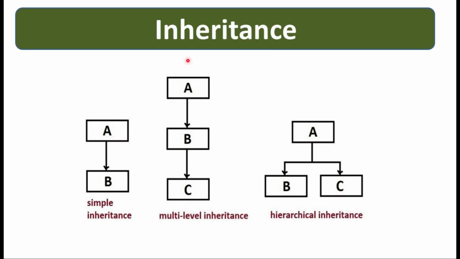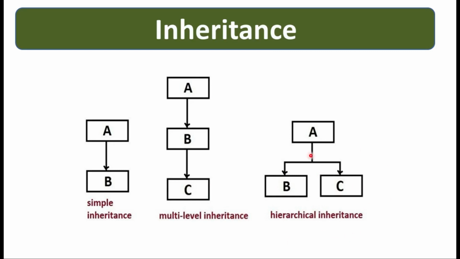Coming to the multi-level inheritance, here B is acquiring properties from A, C is acquiring properties from B. Indirectly, C also acquires properties from A. It is a relationship between grandfather, father, and son. I hope you understand the point.